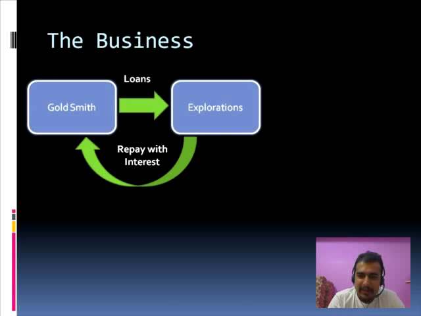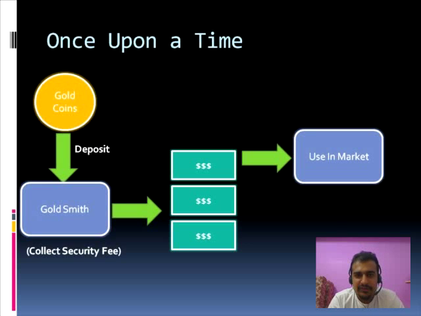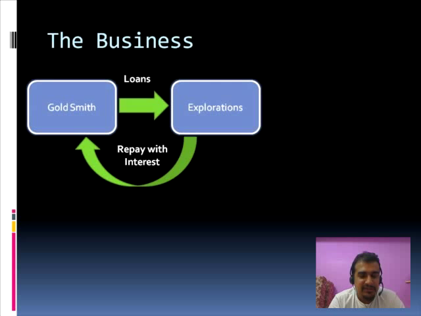One way he's making money is through the security deposit that I mentioned. You've deposited the gold, and because you deposited, he's collecting a security fee. Now that's one source of income. There's another source of income. He's using your gold, remember it's your gold, and giving it to explorers and making more money from that. Sounds a little bit unethical if you ask me.